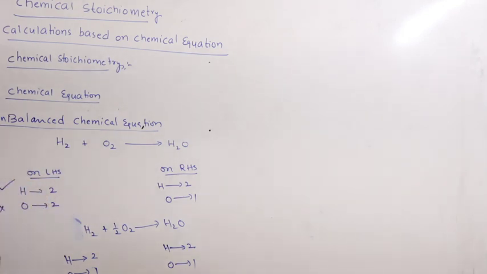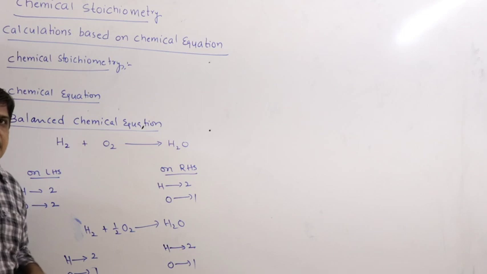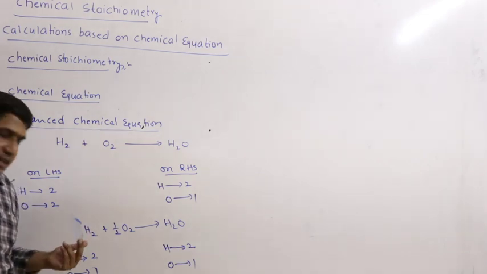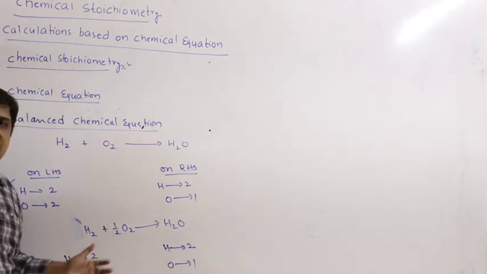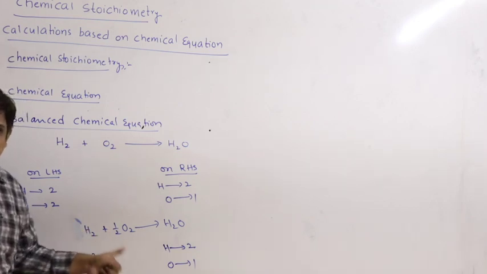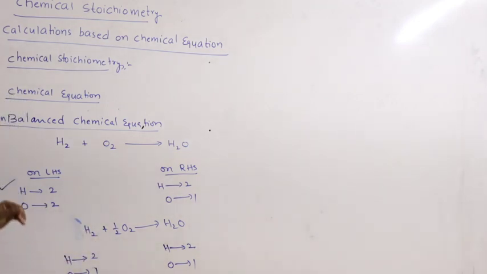If the number of atoms of all constituent elements is the same on both sides, that is left hand side and right hand side, that is reactant side and product side, then the equation is said to be a balanced chemical equation.